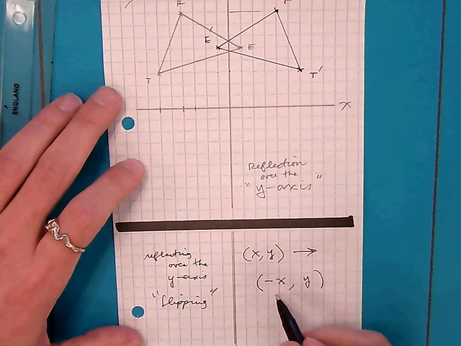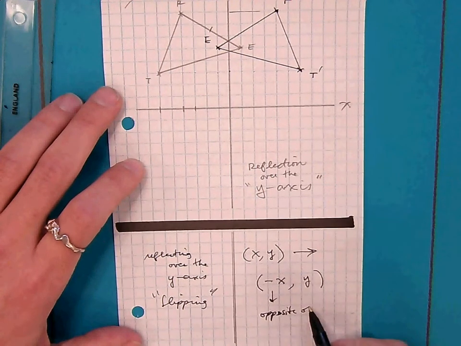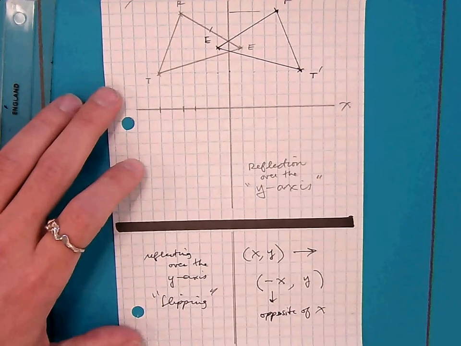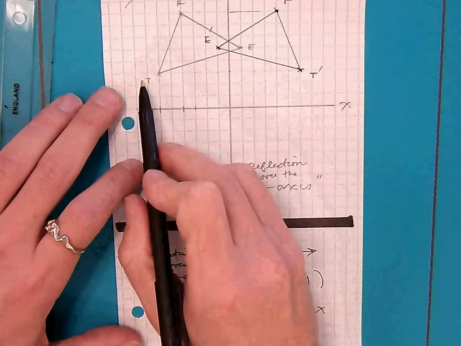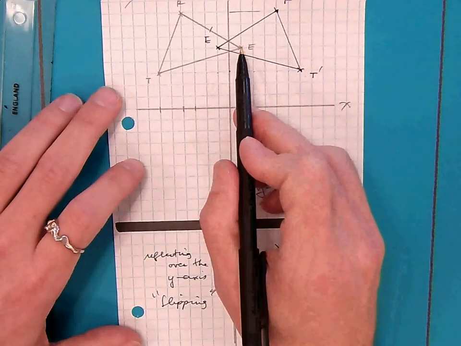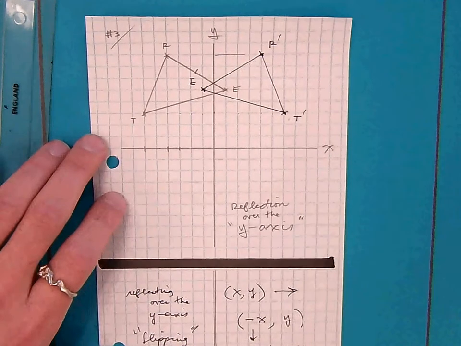So in that explanation, we have that we're taking the opposite of x, but we're leaving y alone. So if you notice, any negative x values became positive, any positive x values became negative. So this is what we call reflection over the y-axis.